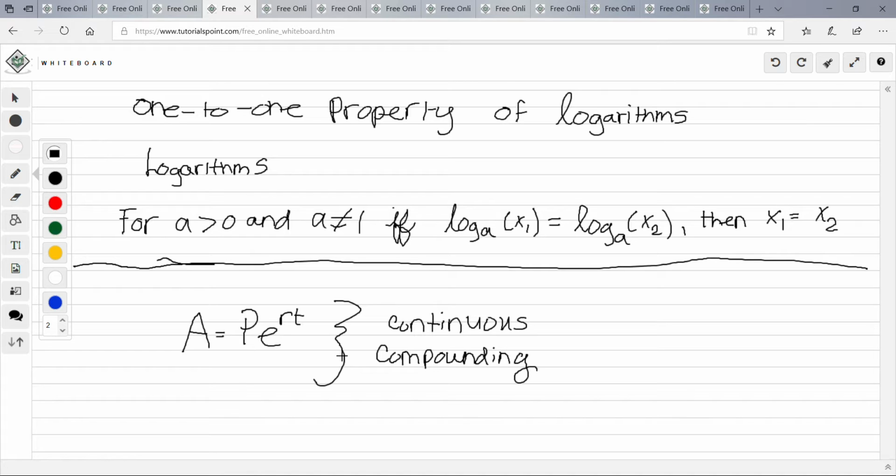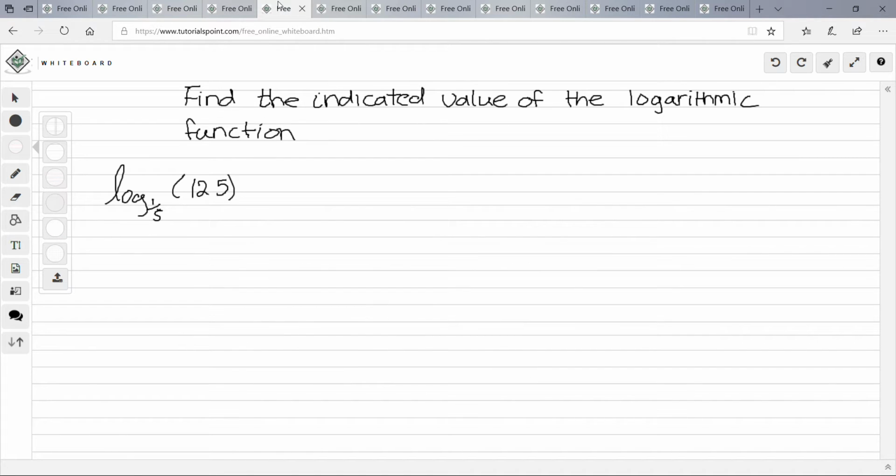So let's start with the first problem. Let's start doing problems. So let's say it says find the indicated value of the logarithmic function of log base 1/5 of 125.